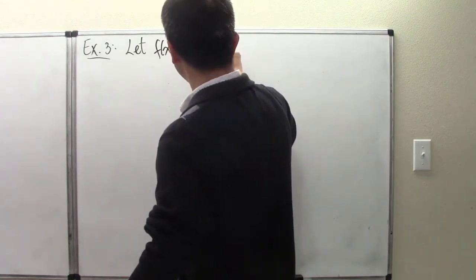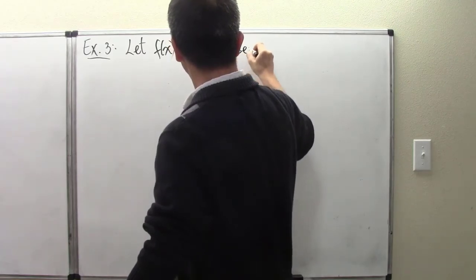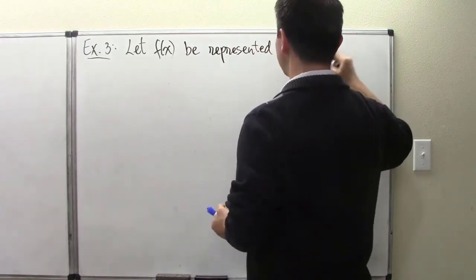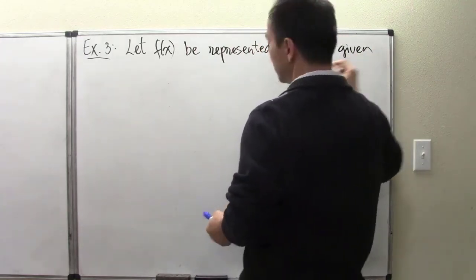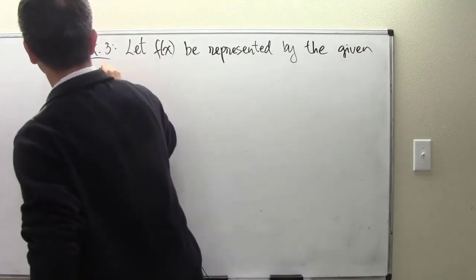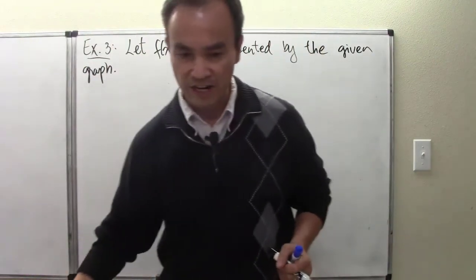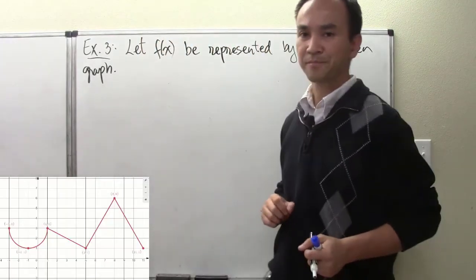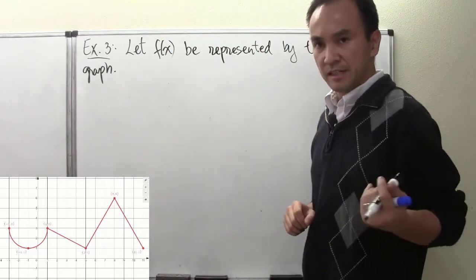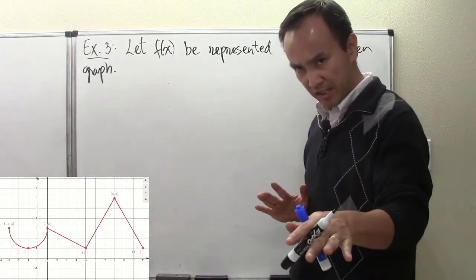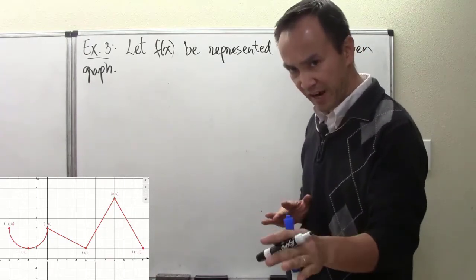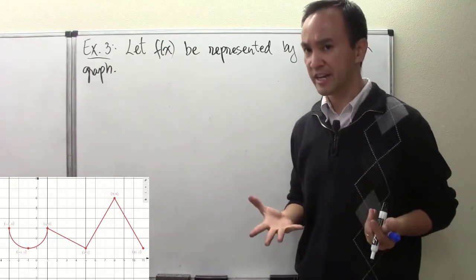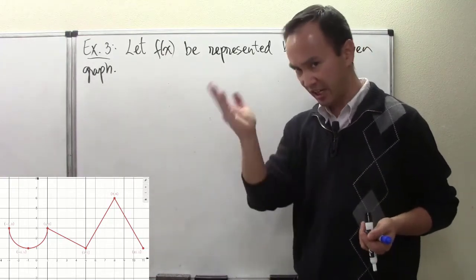be represented by the given graph. All right, so let's show that graph. That is the graph. Let f of x be represented by the given graph. This is also the same graph that I used in that demo example, where I was illustrating the idea. It's such a nice looking graph, I decided to use it again.